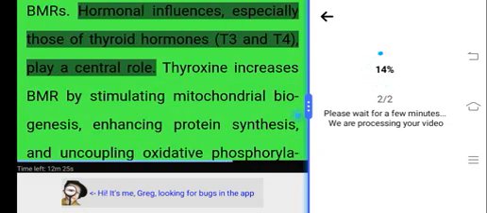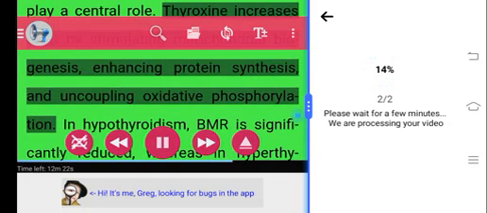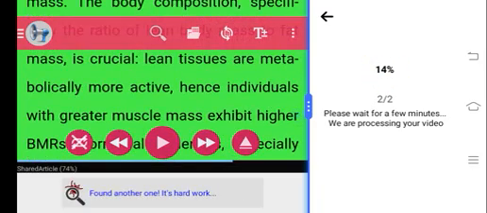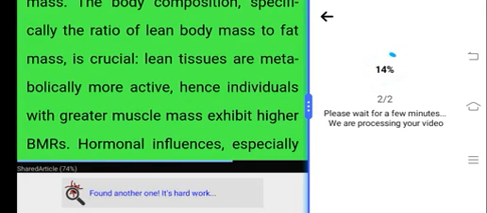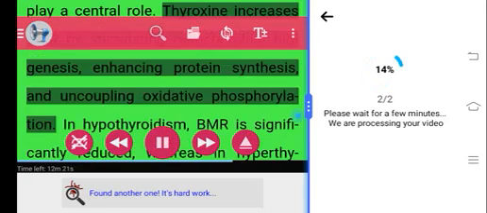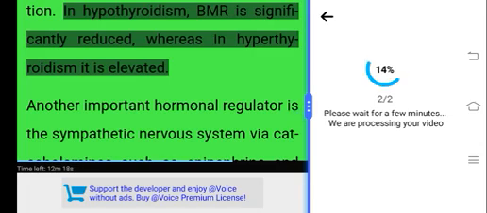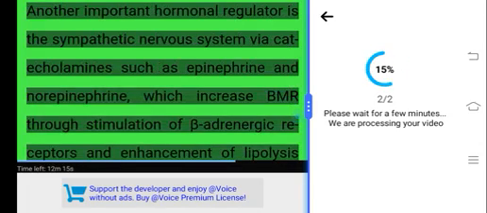Hormonal influences, especially those of thyroid hormones T3 and T4, play a central role. Thyroxine increases BMR by stimulating mitochondrial biogenesis, enhancing protein synthesis, and uncoupling oxidative phosphorylation. In hypothyroidism, BMR is significantly reduced, whereas in hyperthyroidism it is elevated. Another important hormonal regulator is the sympathetic nervous system via catecholamines such as epinephrine and norepinephrine, which increase BMR through stimulation of beta-adrenergic receptors and enhancement of lipolysis and glycogenolysis.